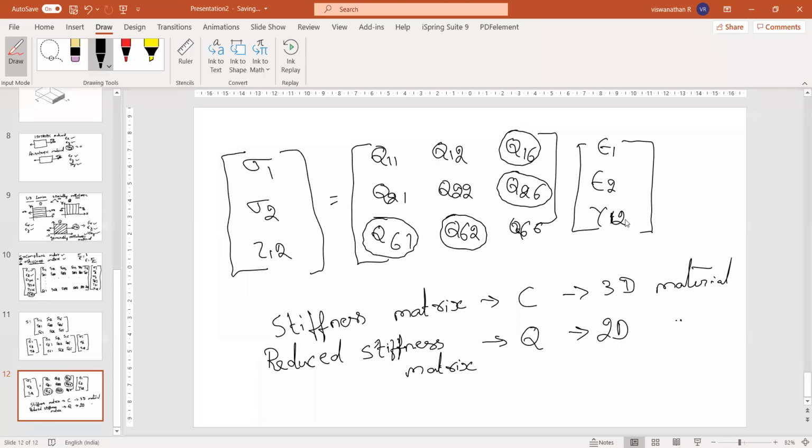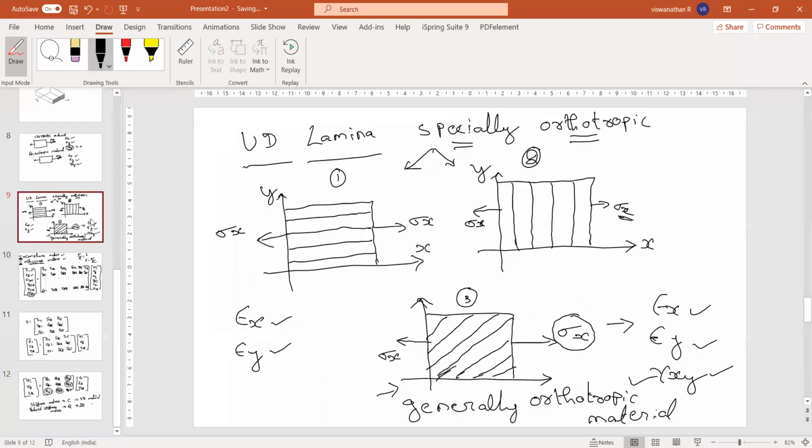We are talking about UD lamina. So what do you call that material as? Specially orthotropic. Specially orthotropic material. We call that material specially orthotropic. When is that possible? When the fibers are aligned along the direction of the load or perpendicular and not at an angle. If it's at an angle, it is generally orthotropic. Right. You have this term as well.